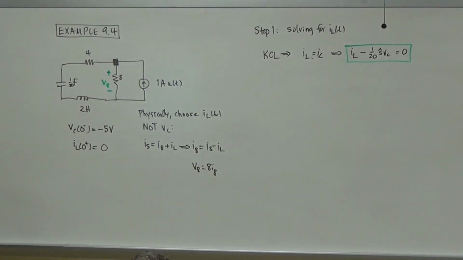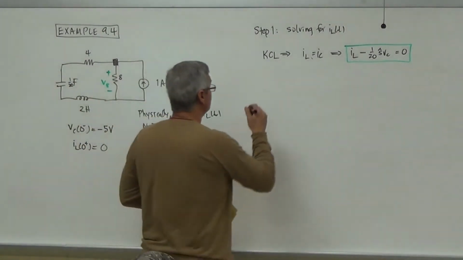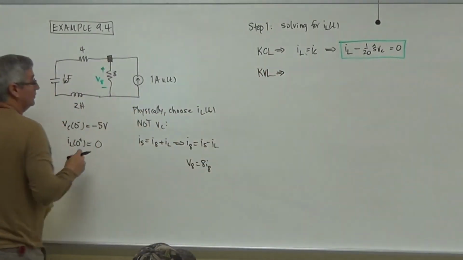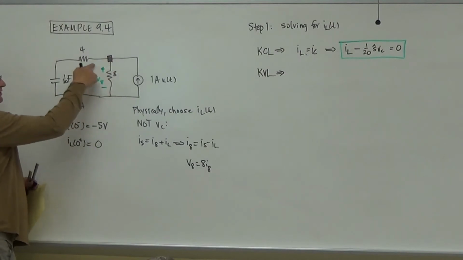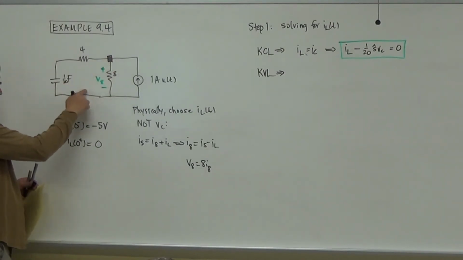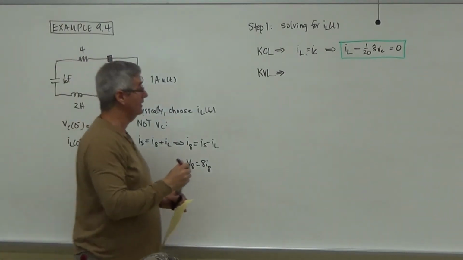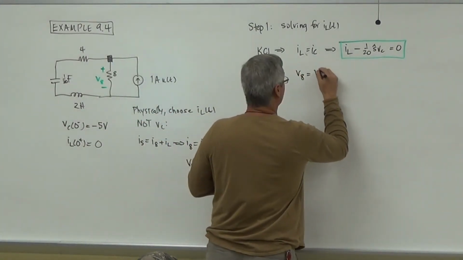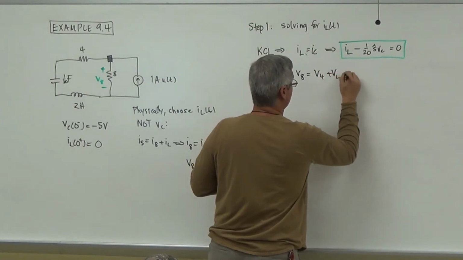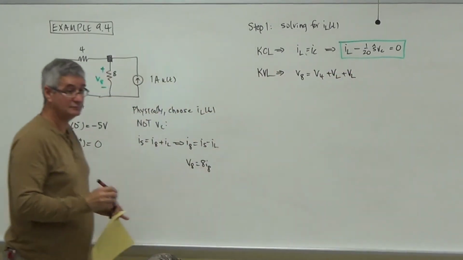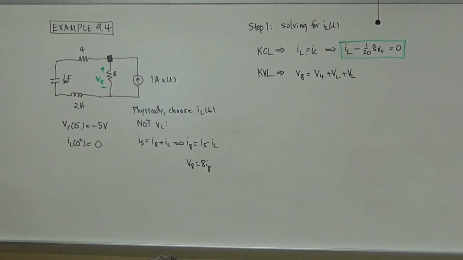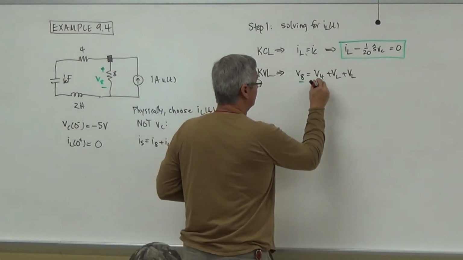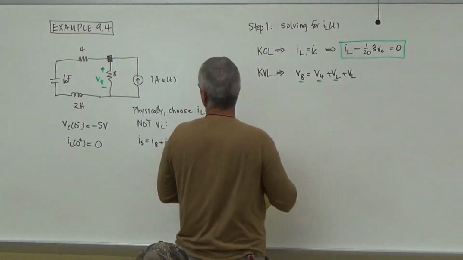Then I've got to go to KVL. If I focus on KVL, the only way I can do this is if this voltage equals the same voltages. So KVL says V8 has to equal V4, VC, VL. You can see I have to deal with three terms: this guy, that guy, and that guy. Oops, I've got two of them.